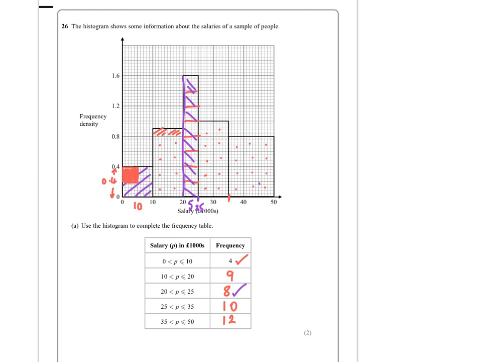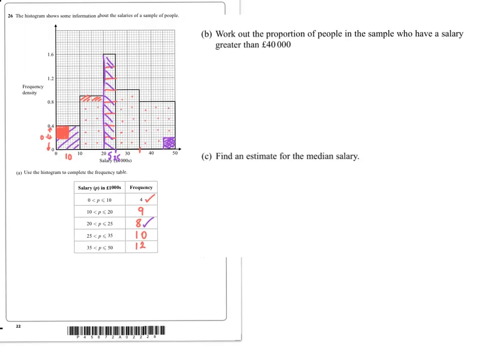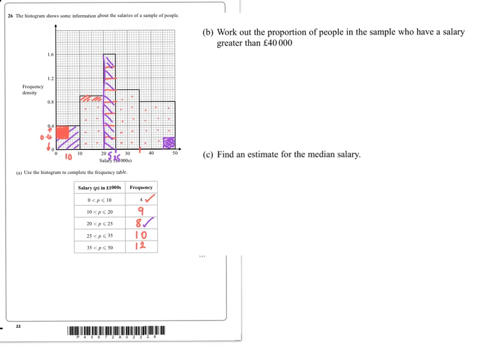If you can work out what one of these means in terms of people or the frequency, then you're on to a winner, really. So let's have a look at what the question is asking us next. And now we've got to work out the proportion of people in the sample who have a salary greater than £40,000. So we'll count here. We've got 4 so far, and then 13, 21, 31, so 43. So it's going to be something out of 43.